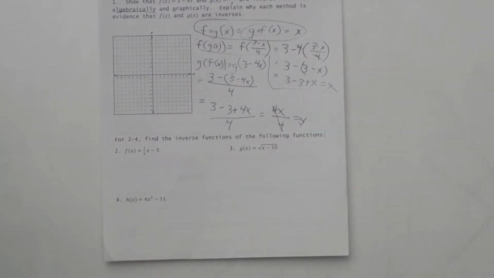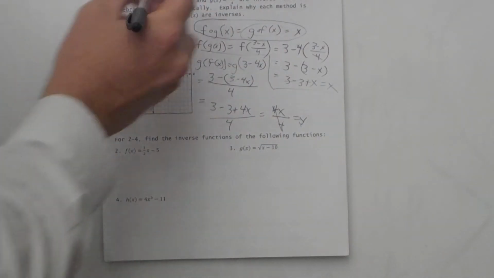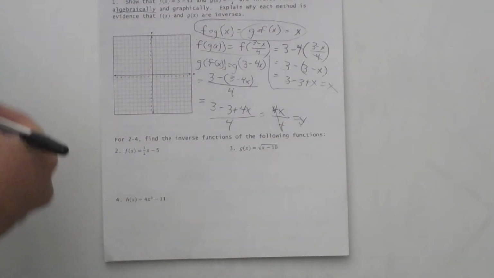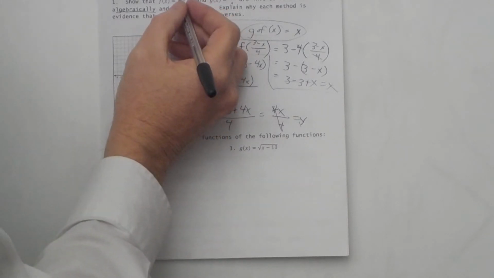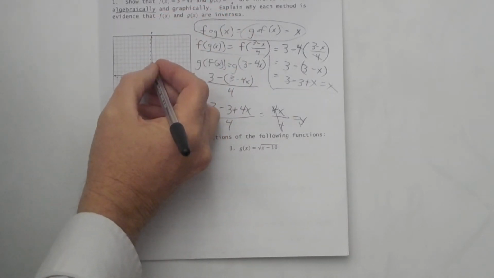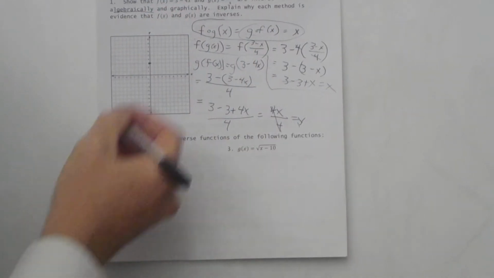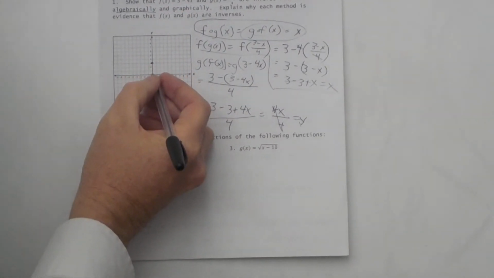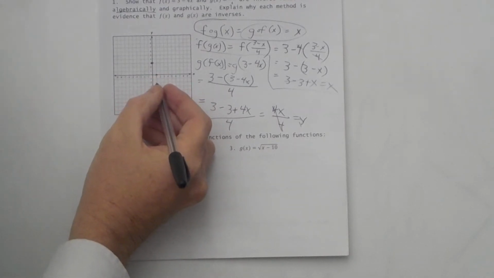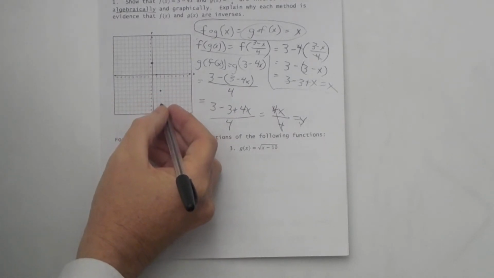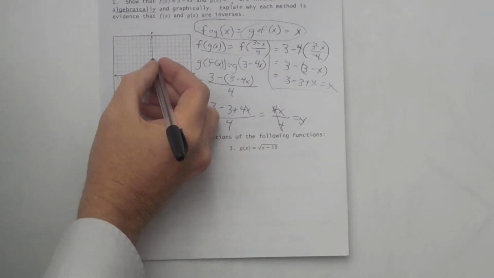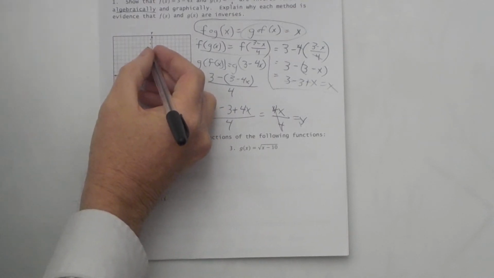Now, I want to actually make the graph of these. If I'm going to graph f of x equals 3 minus 4x, let's see. I'm going to use y-intercept. Y-intercept's 3. The slope is negative 4. So I'm going to go down 1, 2, 3, 4 over 1. Do that again. Maybe one more time. If I go up 1, 2, 3, 4, and right 1, there's another point.